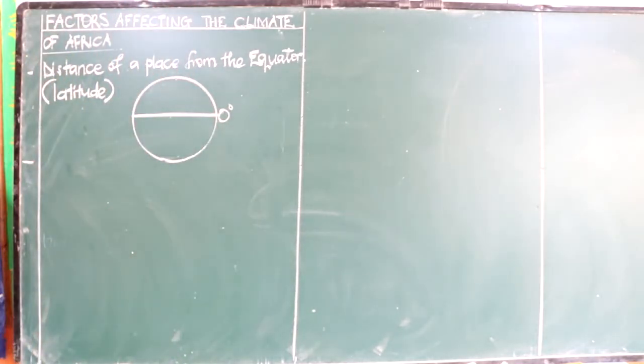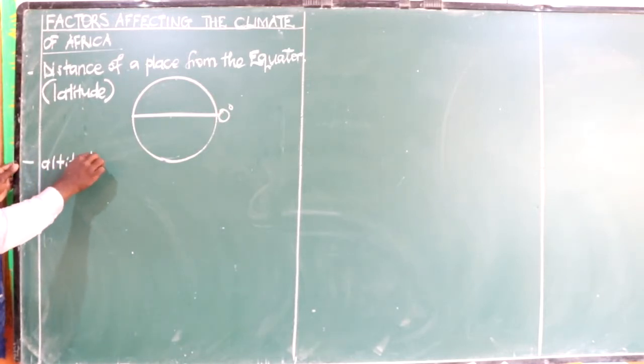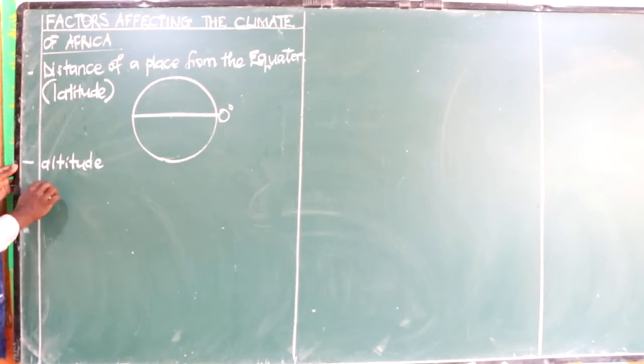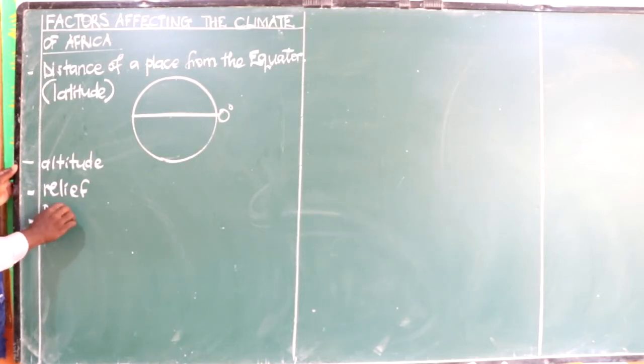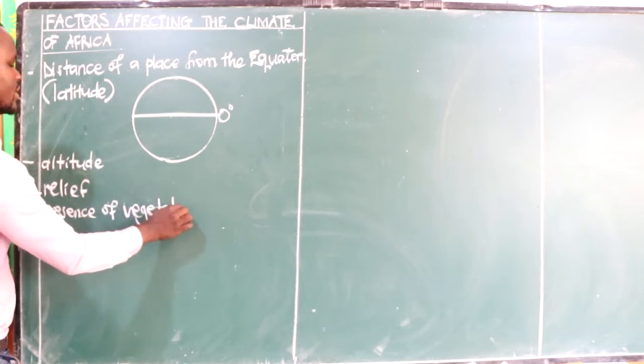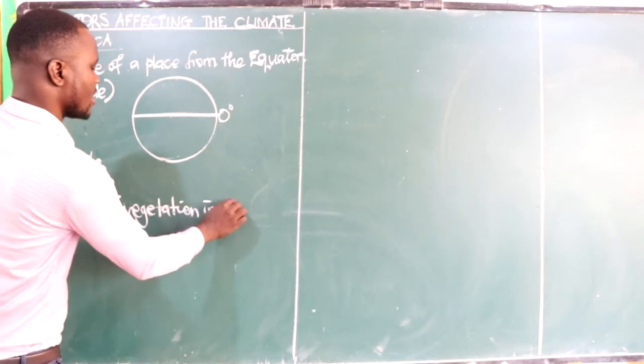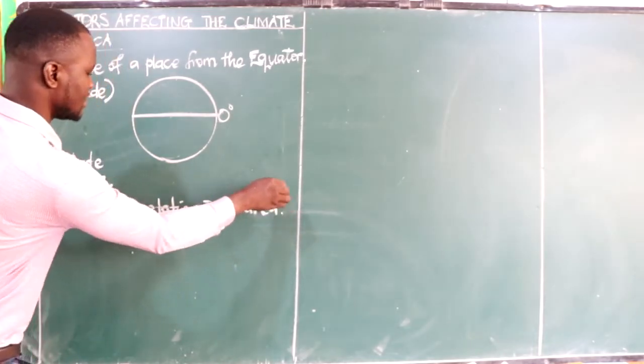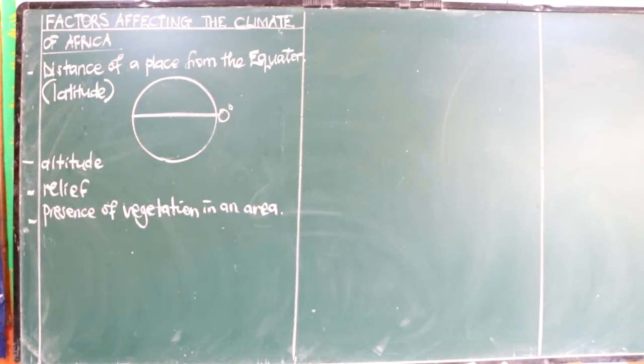The other one is, we have what we call altitude as a factor. We shall be coming to explain these factors. We have relief, then we have presence of vegetation in an area. We shall be looking at how each of these things can influence the climate of an area. In your book, it is appearing as vegetation cover can also affect the climate. Then we have human activities.